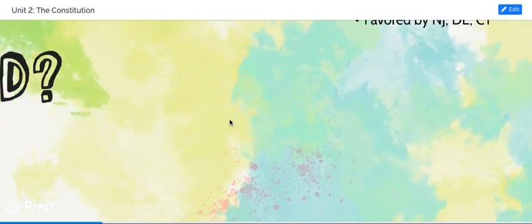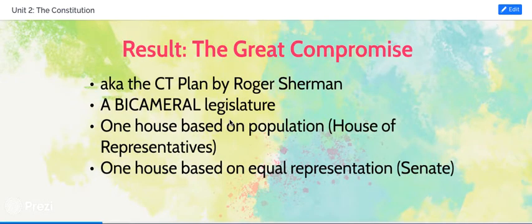Now the compromise is we're just going to do both, okay? We end up calling this the Connecticut plan, and this man named Roger Sherman is like, listen, what if we just do both of them? And everybody's like, oh my gosh, it sounds great, Roger, let's do it, okay? So essentially that's what happens, okay?